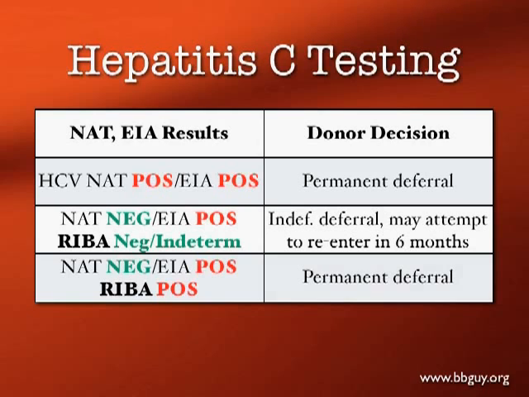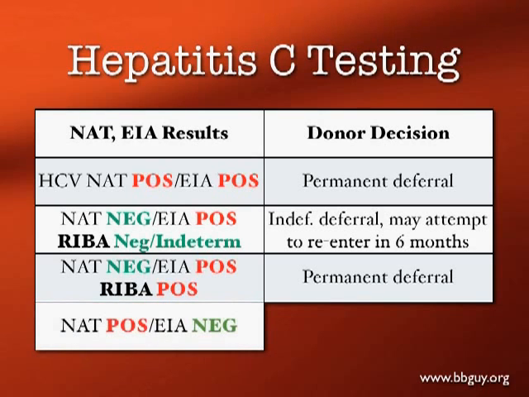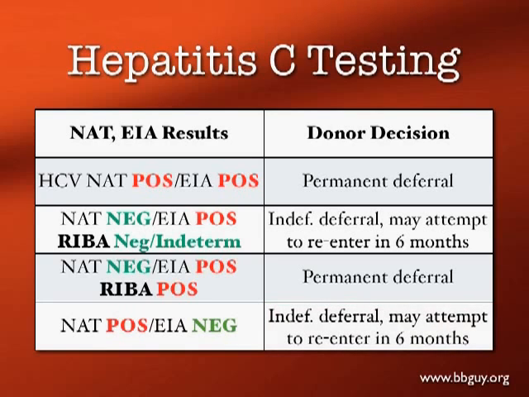The next one is somewhat odd. This is where you have a positive NAT and a completely negative EIA, so a positive NAT and a seronegative donor. Those donors actually get the same treatment as the donors in category 2 that we showed. They're indefinitely deferred. They may attempt to come back in 6 months, but it's not guaranteed. It's up to the individual facility. They have to be retested in 6 months or in more than 6 months if they're going to be re-entered.